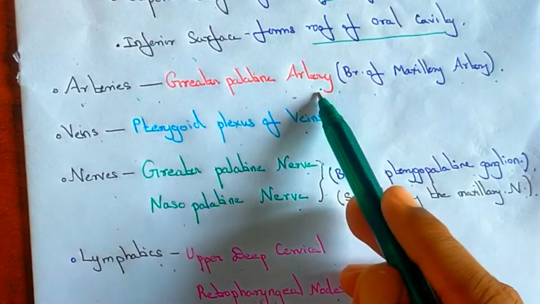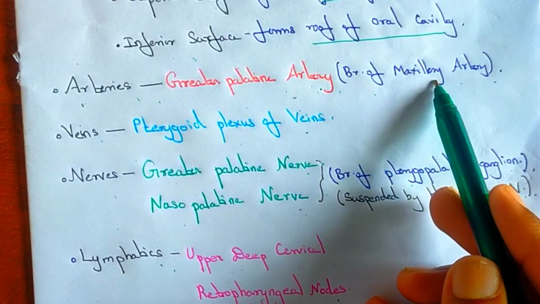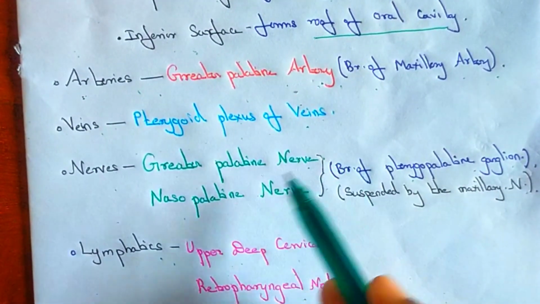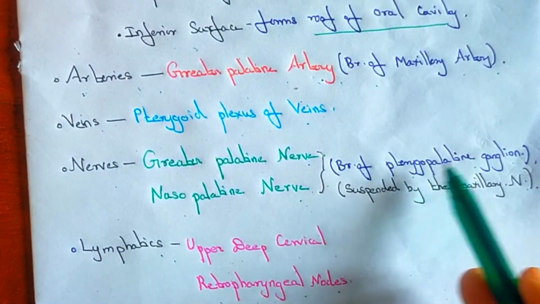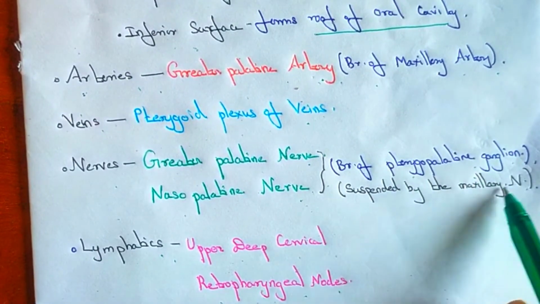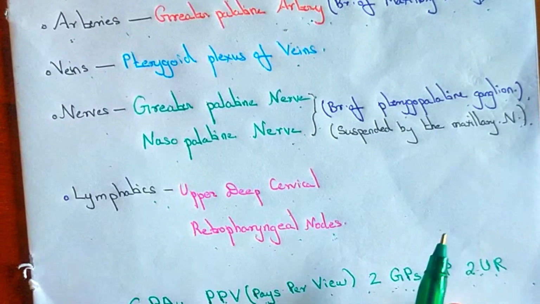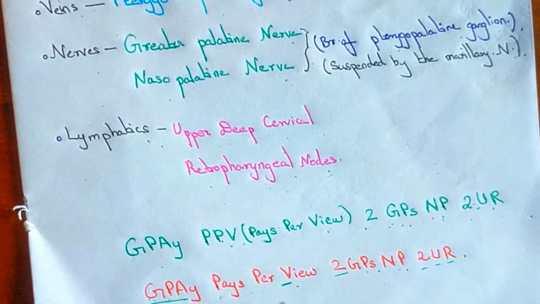Arteries: greater palatine artery, which is a branch of maxillary artery. Veins: pterygoid plexus of veins. Nerves: greater palatine nerve, nasopalatine nerve, which is a branch of pterygopalatine ganglion, suspended by the maxillary nerve. Lymphatics: upper deep cervical and retropharyngeal. Mnemonic: GPay pays per view to GPs, National Park to UR, that is unreserved.